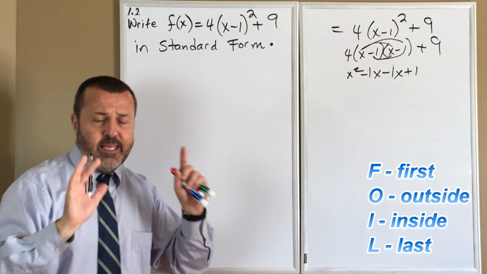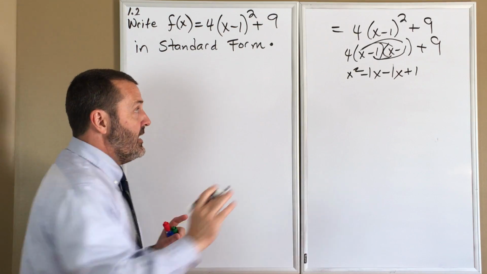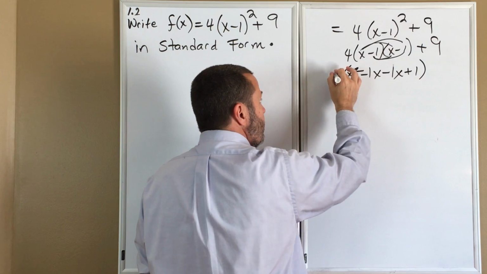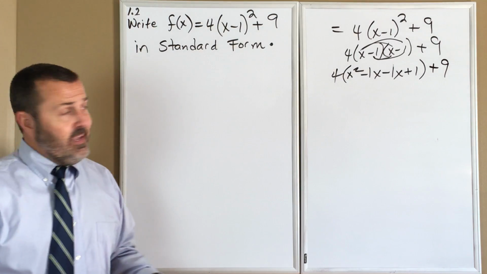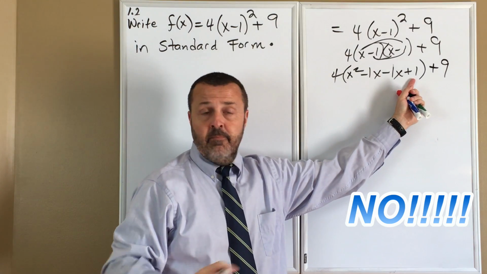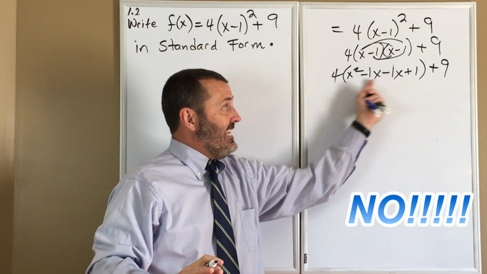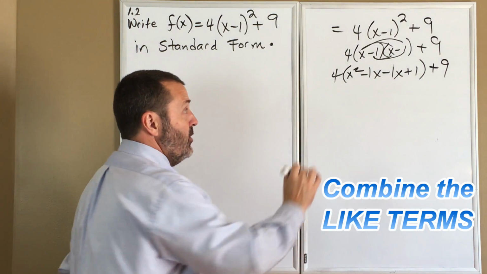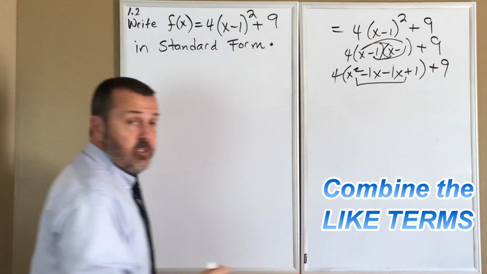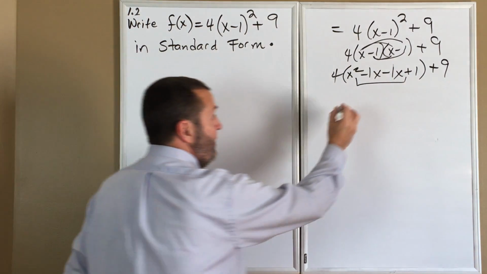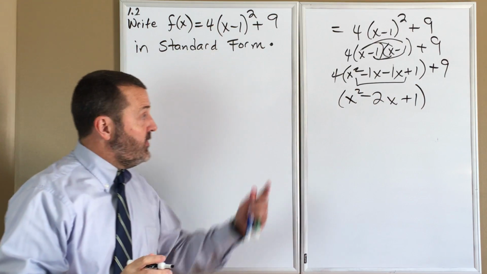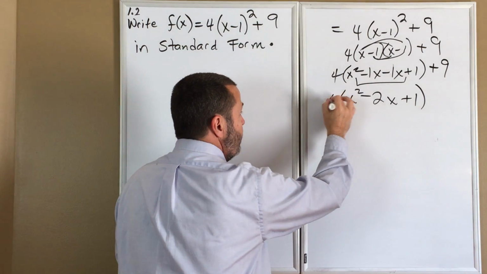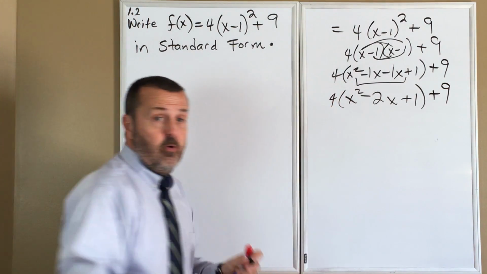Now let's be careful and not get too many things going on at once. Let's make sure that we bring down the 4 and we bring down the plus 9. Now, can I add the 9 to the 1? No. I need to work what's inside the parentheses first. So I do have like terms. Negative 1x and negative 1x makes negative 2x. That does not mess with the x squared or the plus 1, nor does it mess with the 4 or the plus 9. Well, Coach, can we go ahead and add the plus 1 and the plus 9?